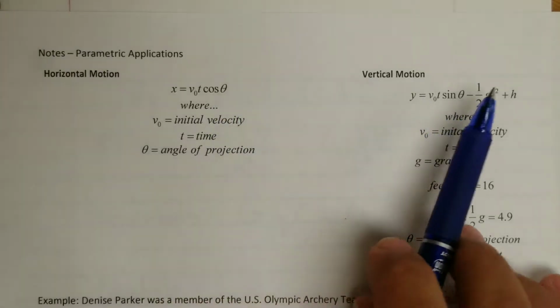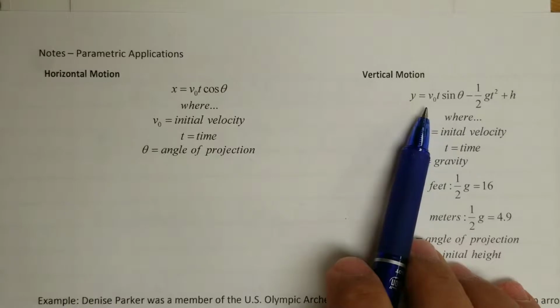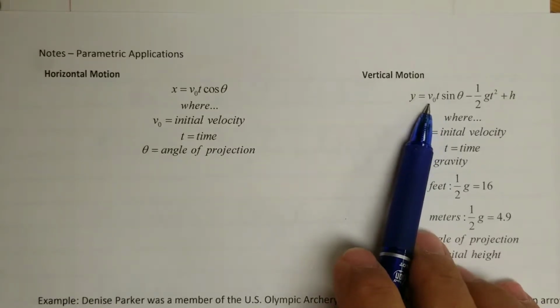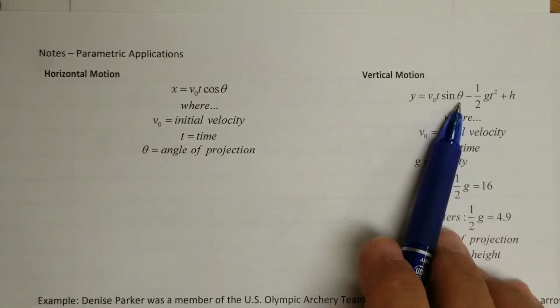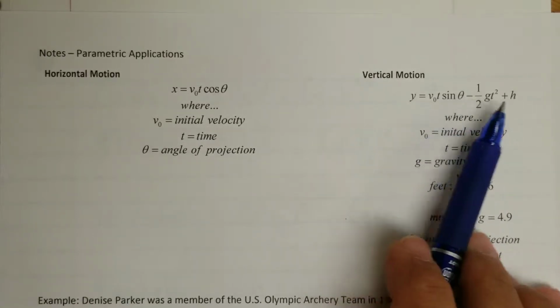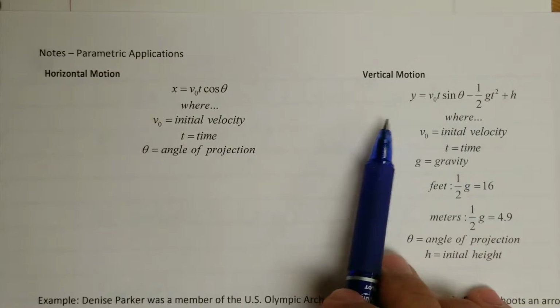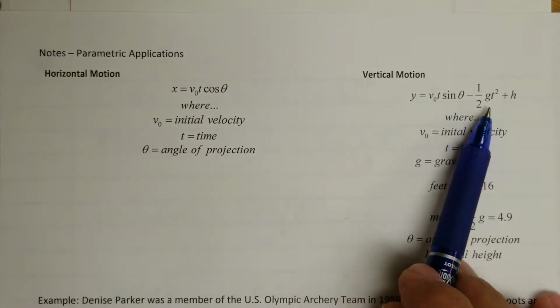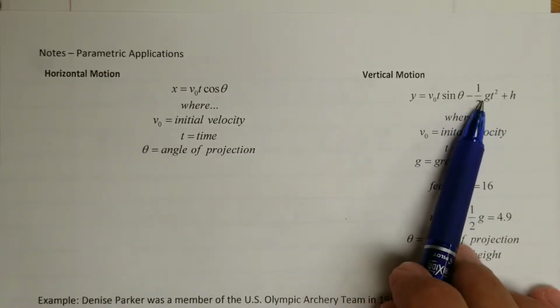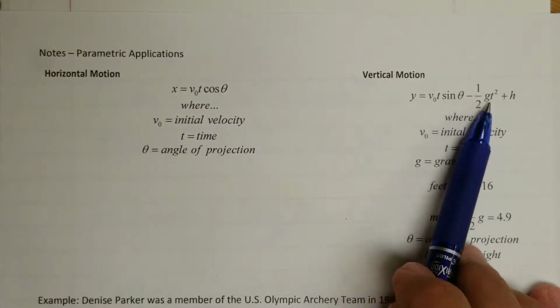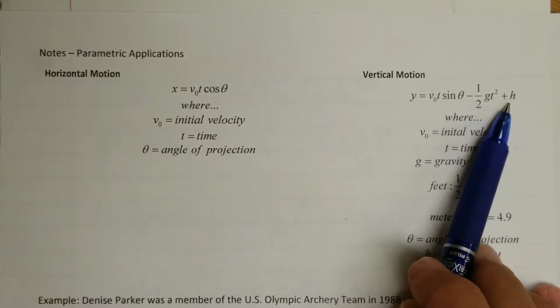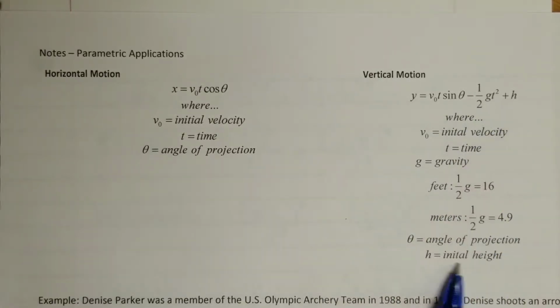Okay, and then look over here at the y equation. You have v naught, the initial velocity, t, time, sine theta, and then minus 1/2 g. We'll get into gravity a little bit, but that deals with the acceleration rate of gravity. So minus 1/2 g t squared plus h, so h is your initial height.